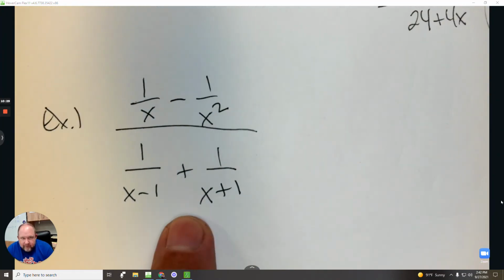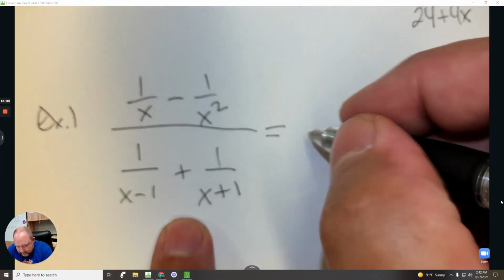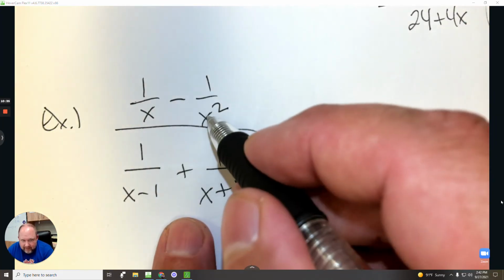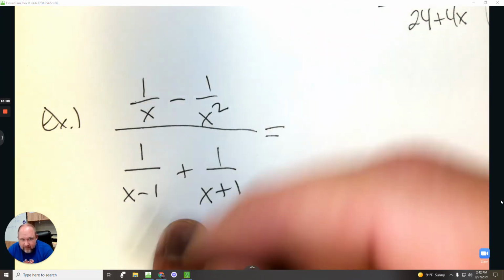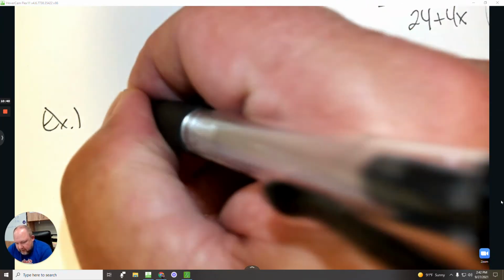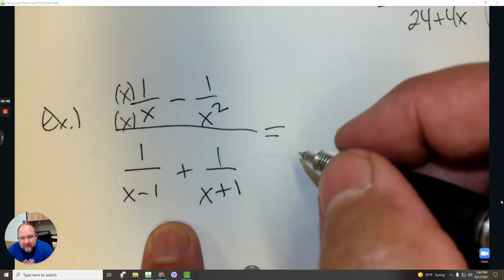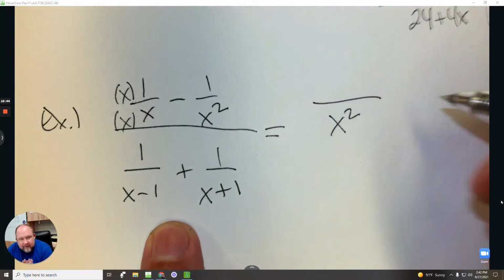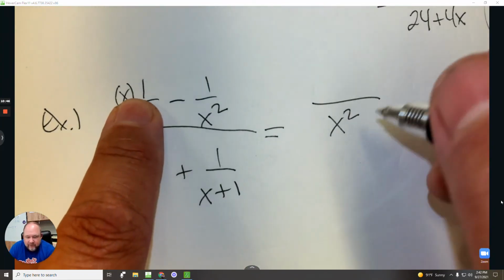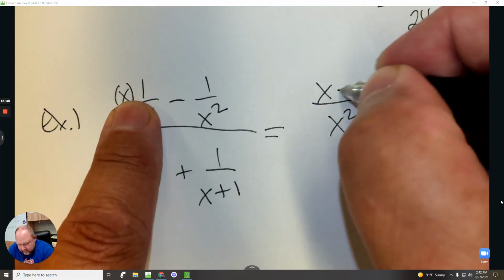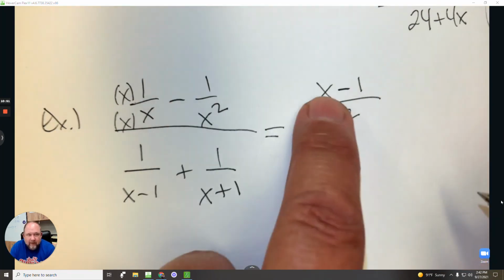Can we simplify this? Be great if you press pause and try it, or you can try it with me and see how I do it. We need to get common denominators to be able to write this as one fraction in the numerator. So I'm going to multiply top and bottom times x. That means the common denominator is x squared, and x times 1 is x, and just subtract 1, and there it is.